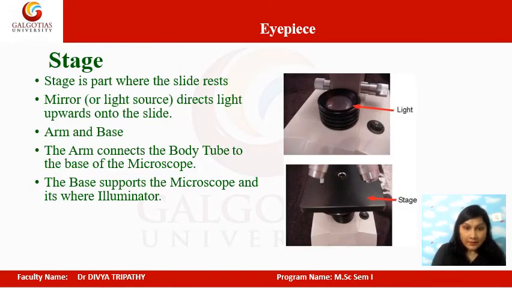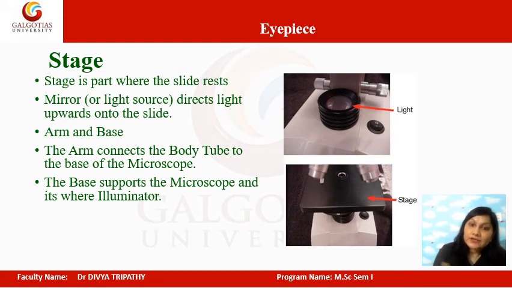Now coming to the parts of the stage. On the stage you can find different parts. The most important part is the mirror or the light source that directs light upward onto the slide. You can see this is the mirror that is placed on the stage. The application of this mirror is that it reflects the light and allows that light to pass through the objective lens. This is placed below the stage.